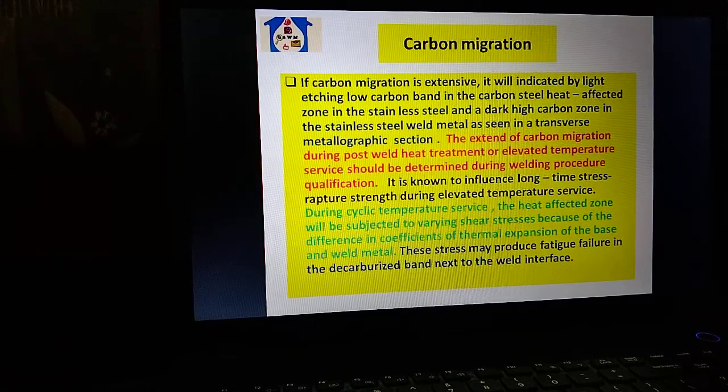During cyclic temperature service, the heat affected zone will be subjected to varying shear stress because of the difference in coefficient of thermal expansion of the base metal and weld metal. This stress may produce fatigue failure in the decarbonized zone next to the weld interface.